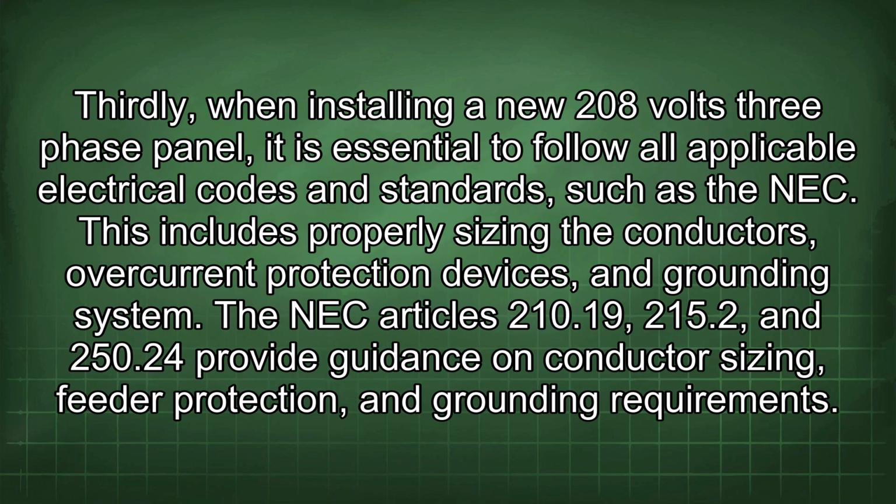Thirdly, when installing a new 208 volts three-phase panel, it is essential to follow all applicable electrical codes and standards such as the NEC. This includes properly sizing the conductors, overcurrent protection devices, and grounding system. The NEC Articles 210.19, 215.2, and 250.24 provide guidance on conductor sizing, feeder protection, and grounding requirements.